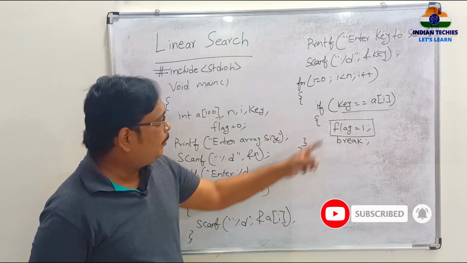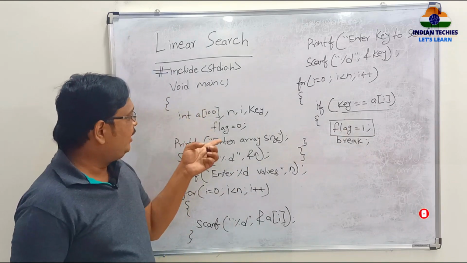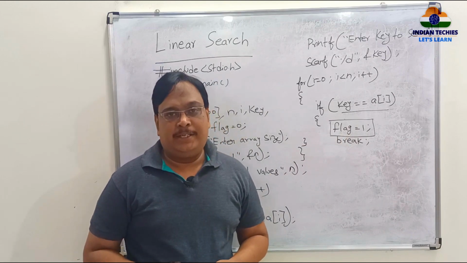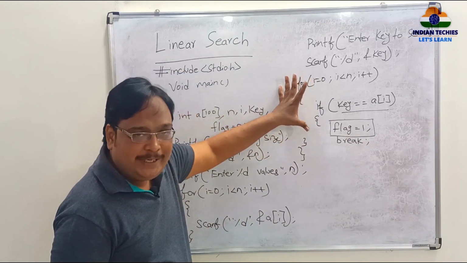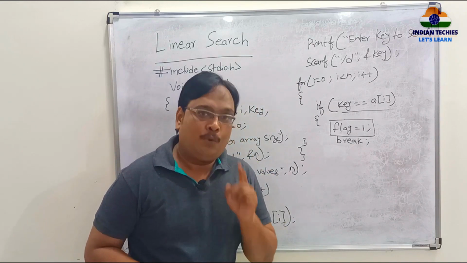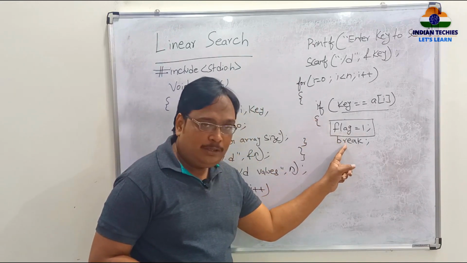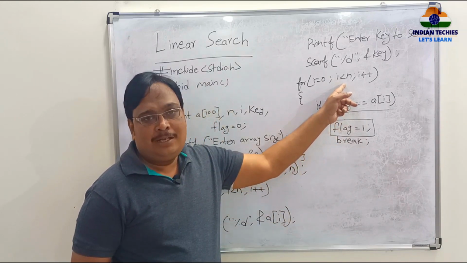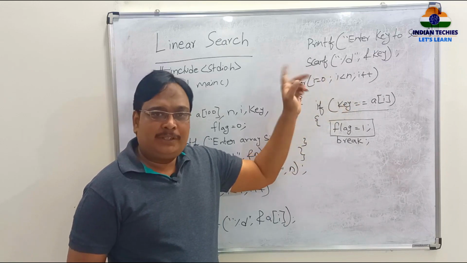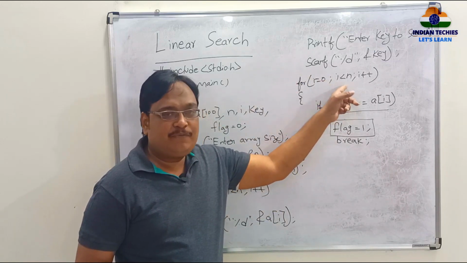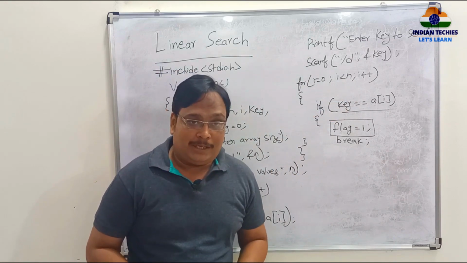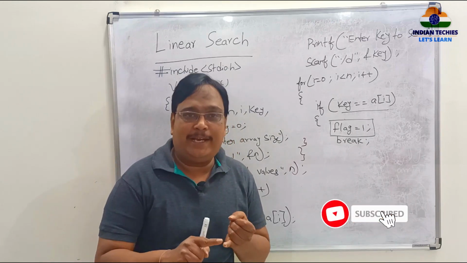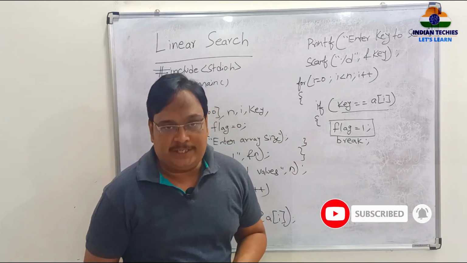Now, what is the purpose of this flag value? Why are you using it initially as 0? Why are you setting the flag value as 1? Right. See here, this loop will be terminated in two situations. One is if the element is found, break and it terminates. Another situation is when it reaches the n value, the last value, then the loop automatically terminates because the condition fails. But how will we understand whether the loop has been terminated by finding the element or by reaching the end of the list?